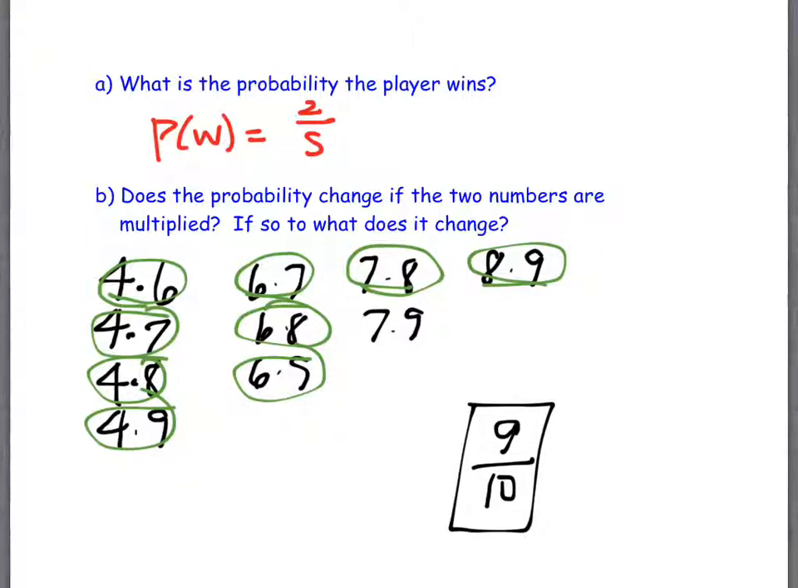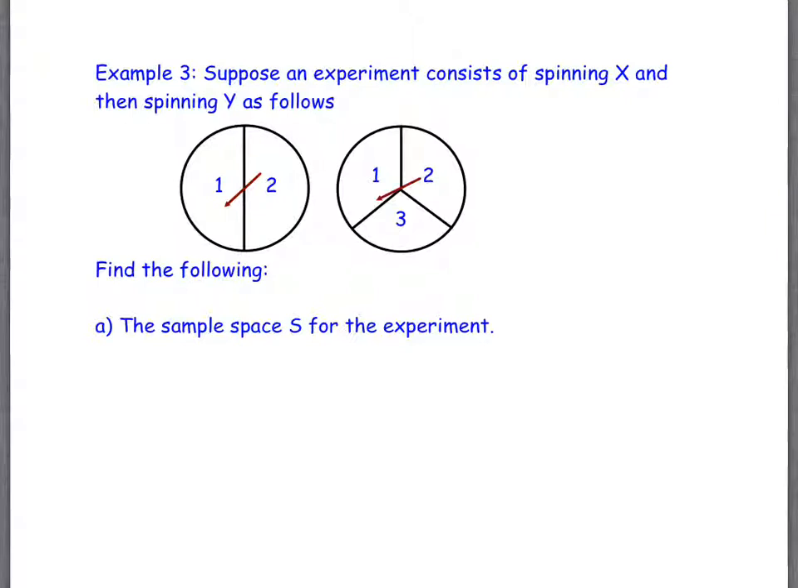This is how carnival games are done. This is how casino games are done, using these probabilities. All right, let's take a look at another one. This one is a spinner problem.